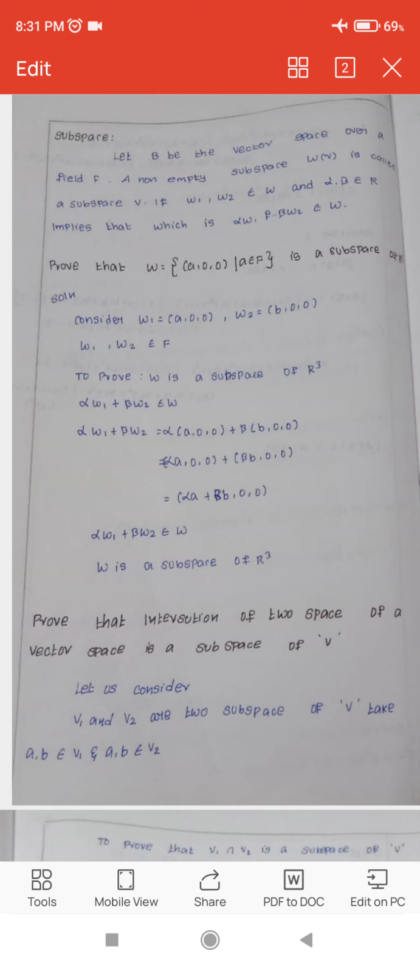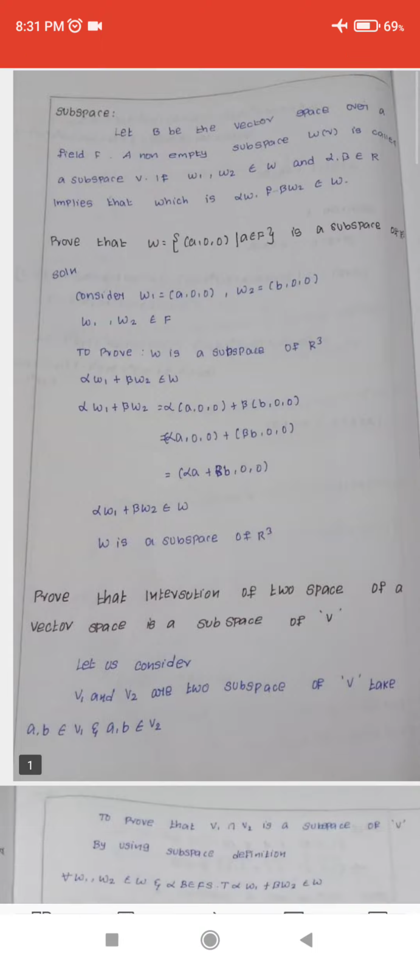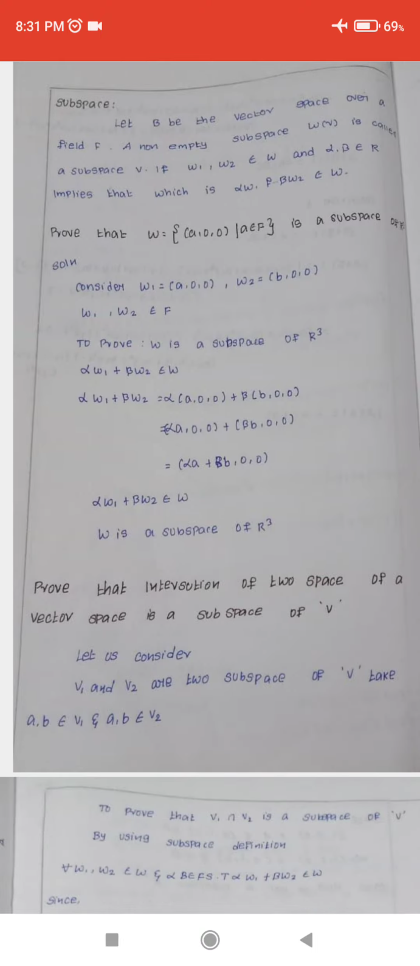Now we see some theorems. Prove that W equals (a, 0, 0), where a belongs to F, is a subspace over a field F. Consider the space W1, which means (a, 0, 0), and consider another subspace W2, which is (b, 0, 0). The subspaces W1 and W2 belong to F because of the field F.